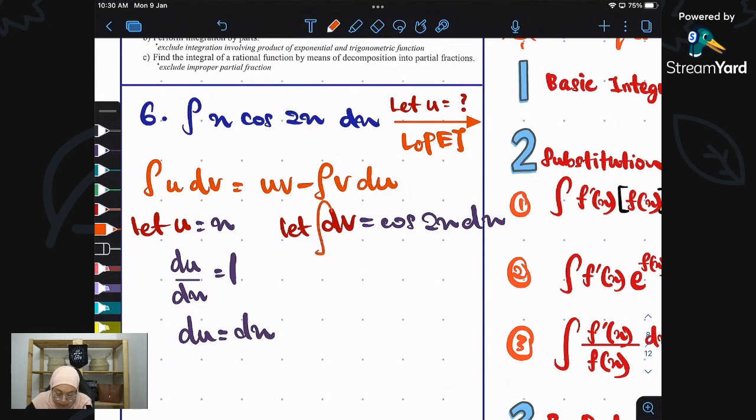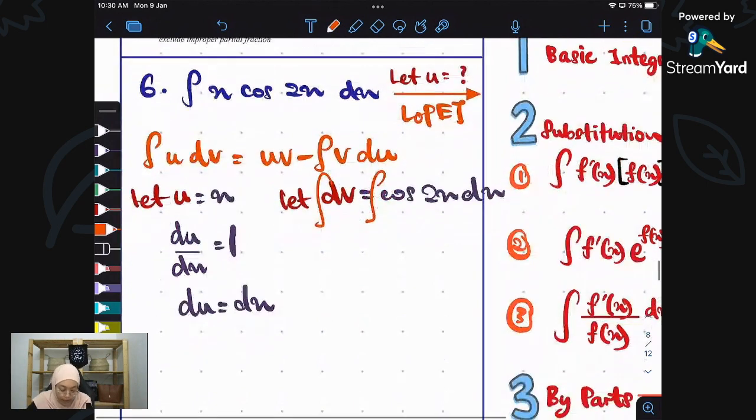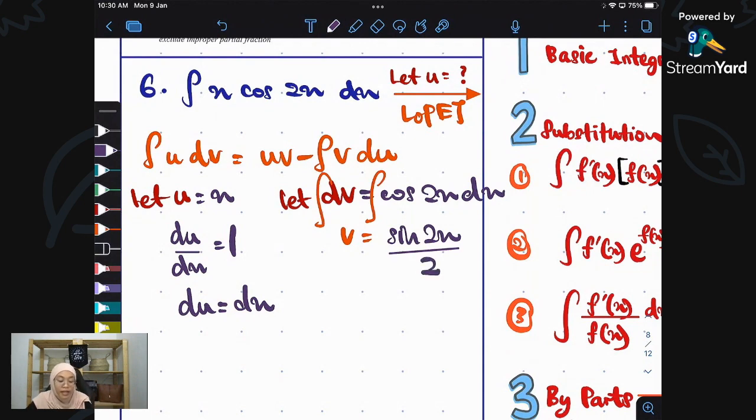And then kita nak buat apa? Kita nak integrate both sides. It's gonna give us v equal to, now integrate cos adalah sin 2x over 2. Kalau you tak ingat, you memang kena pergi balik video yang sebelum ni dan cubalah ingat dan hafal.